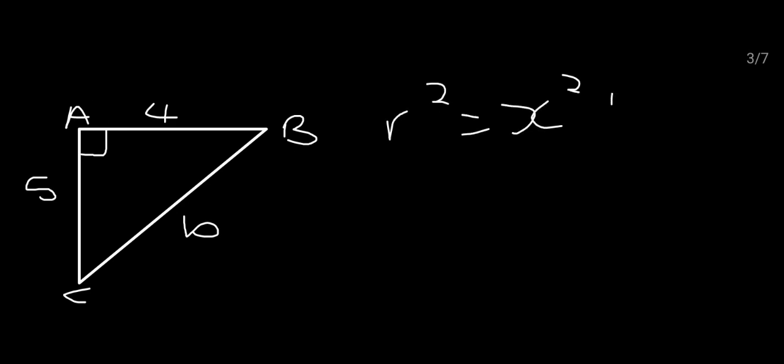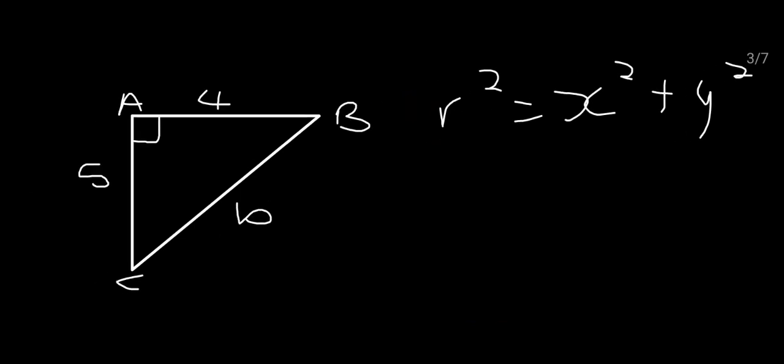R squared equals x squared plus y squared. Remember the first step: identify the hypotenuse. So which one is our hypotenuse? It is opposite the right angle. Our hypotenuse is the length BC. You can say BC or CB, either way you're still correct.